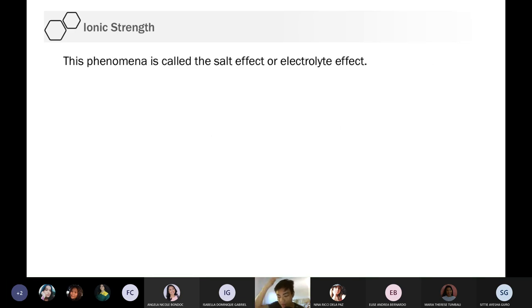So, ano yung conclusion natin dito? So, this phenomenon is called the salt effect or the electrolyte effect, no? Or aka the diverse ion effect, no?